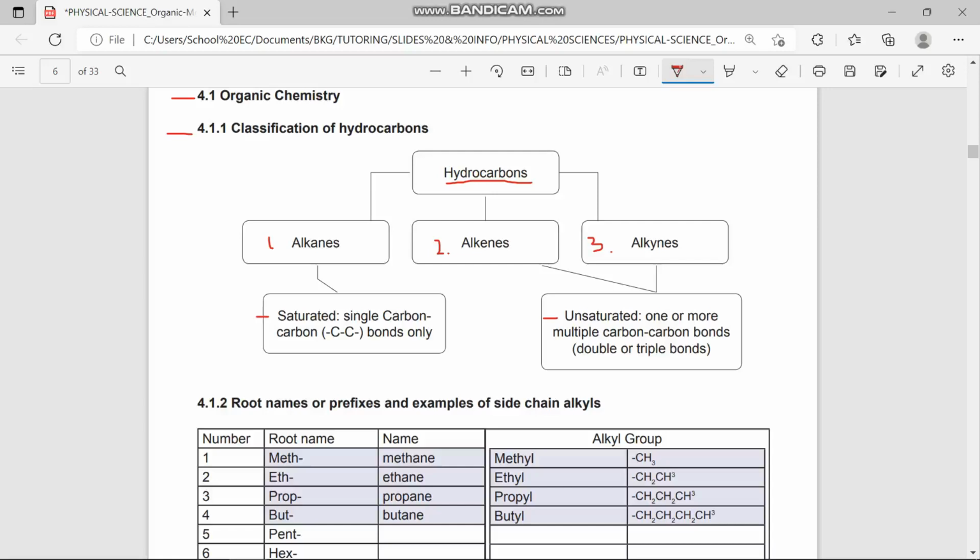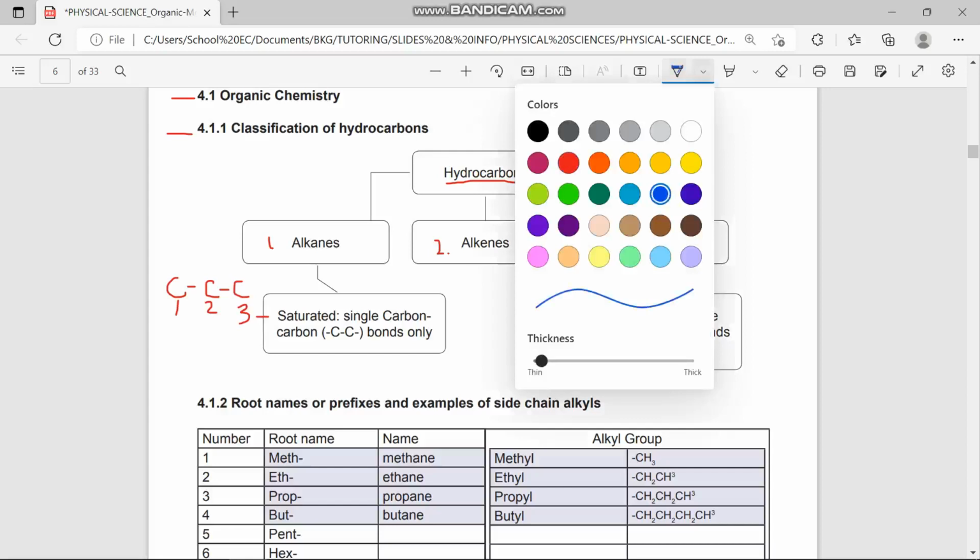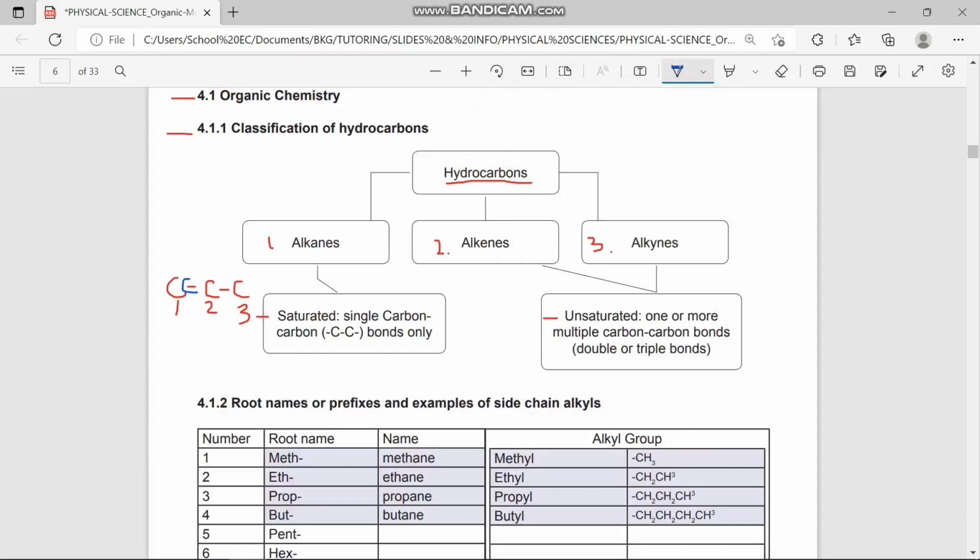So for alkanes, it's going to be like this. If we have prop, let me say 3 C's, prop means three, but we won't discuss that, guys. Don't worry. We have the first, second, and third carbon atom. As you can see, between these atoms, let me use blue, the bonds are single. There is a single bond, there's one bond. That's why they are saturated hydrocarbons, alkanes.